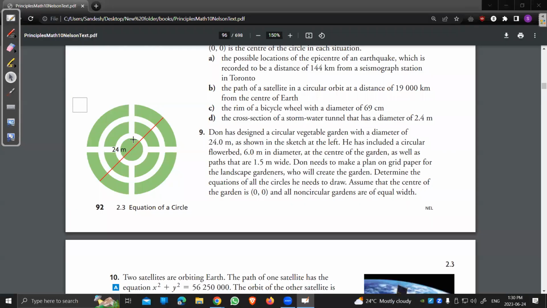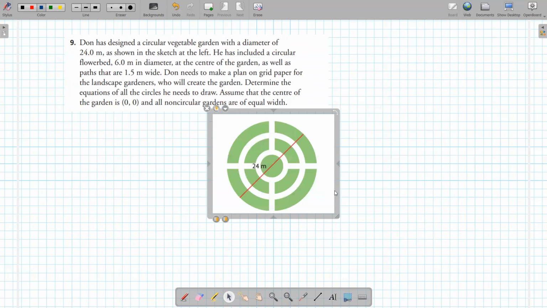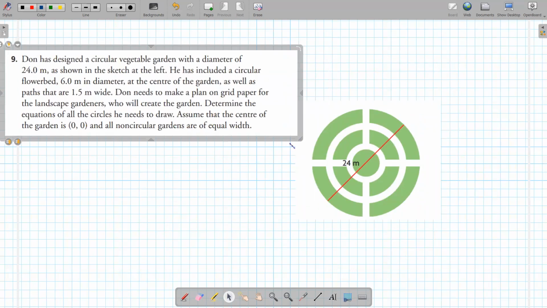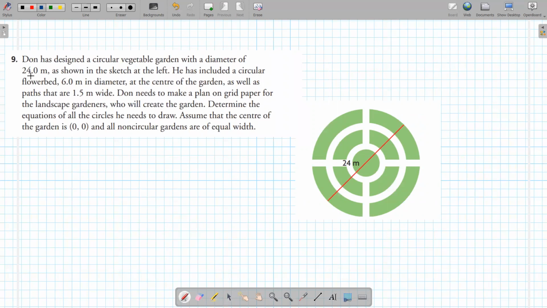Not looking forward to this, but let's see. So the diameter is 24 meters. He has included a circular flower bed, which is 6 meters in diameter in the center of the garden, as well as paths that are 1.5 meters wide. Don needs to make a plan. Determine the equation of all the circles he would need to draw.